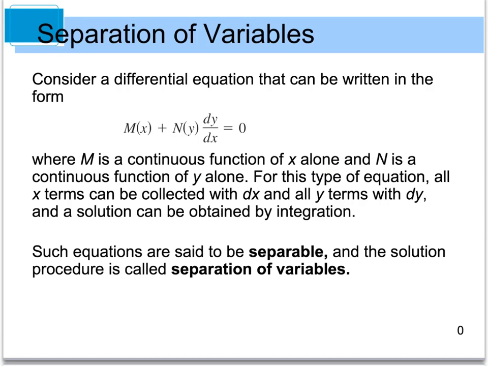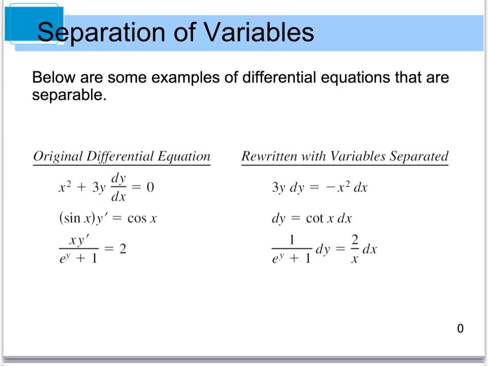Now today we're going to look at the form that can be written as m of x plus n of y dy dx equals 0. What this really means is the function m is going to be in terms of all x's, and the function n is going to be in terms of all y's. When we have functions written like this, we can still use the separation of variables technique, which we're going to see in just 1 minute.